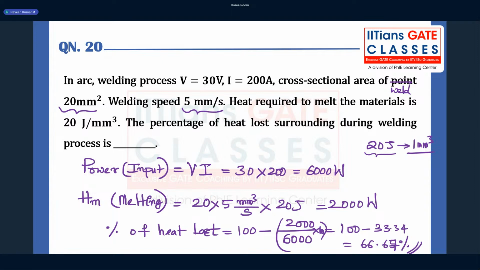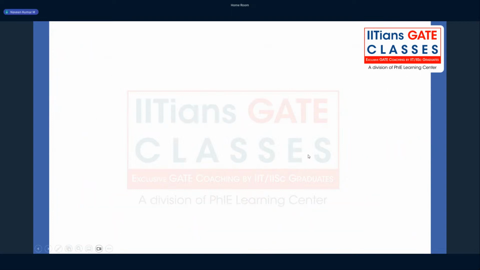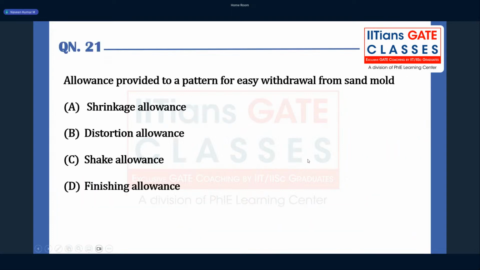This is the same question they have asked, right? Next is what an easy question. Simply, not even 5 seconds should be taken to solve this question. Of course, reading the question will take 5 seconds. After reading the question, in 5 to 10 seconds you should be able to answer this. Very, very simple question.